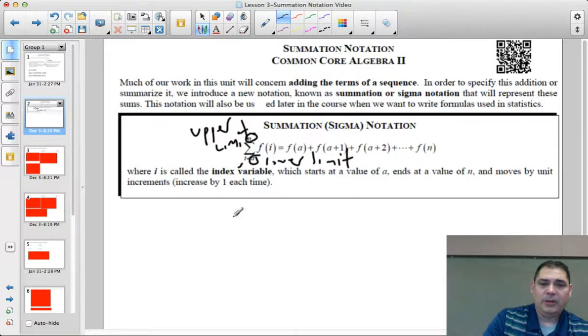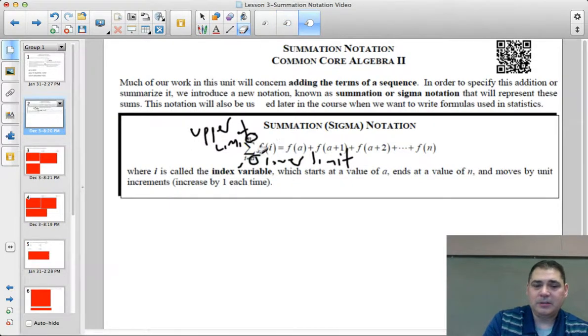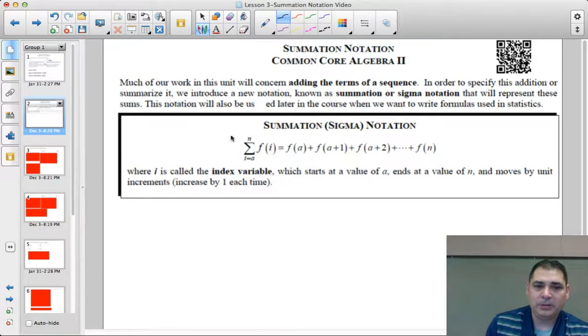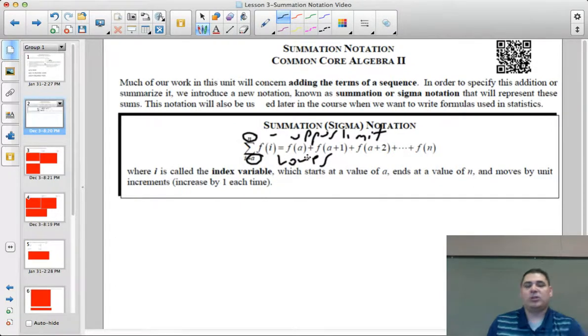All right, so today we're going to be doing summation notation. Summation notation uses the Greek symbol sigma. As you can tell right here, this is the Greek symbol sigma. It looks like an E. You're going to have an upper limit. The N represents the upper limit, and the A represents the lower limit. With the sigma notation, this is a lower limit.